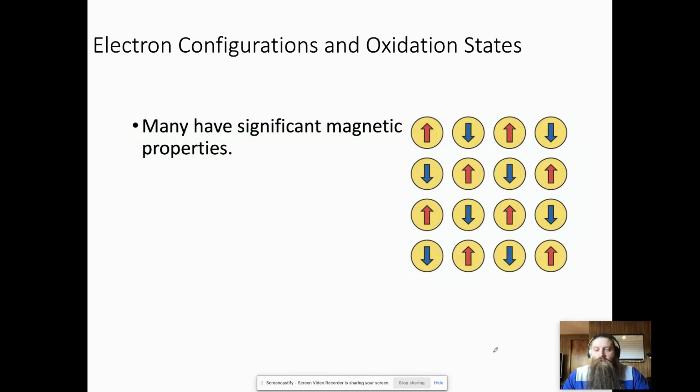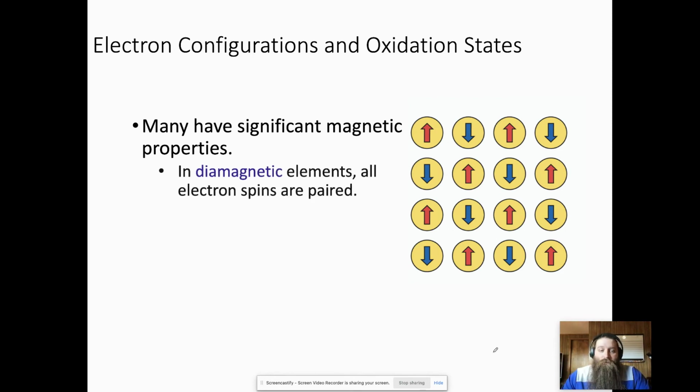Now, the last part of the chapter mainly deals with magnetism, and magnetism is a pretty important factor because by measuring something's magnetism, you can actually glean some information about the electrons that are present and the way that they are organized. So a lot of metals do have significant magnetic properties.